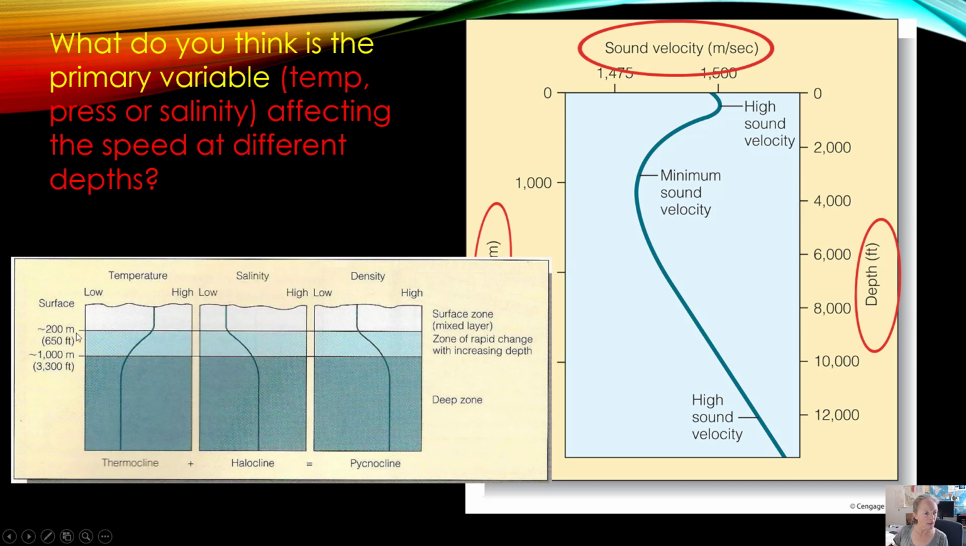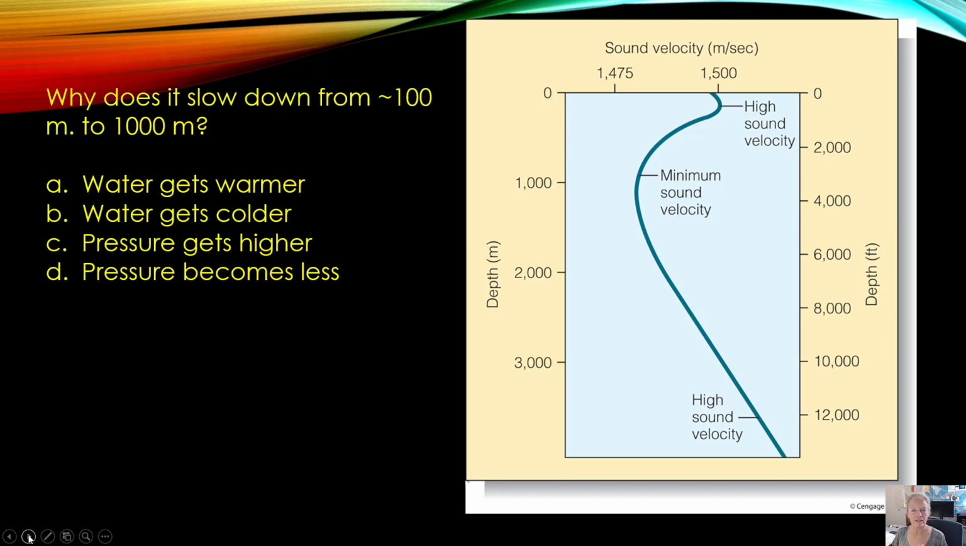Now, if you can't remember your different pycnoclines, we know the pycnocline is between, let's do it in meters because it's easier, 200 meters and 1,000 meters. So from about here to here is where the temperature is dropping, the salinity is going up, and the pressure is going up. So this drop is definitely from the temperature. But you should be able to take these diagrams and use them to help you understand these other ones. That's what this whole thing is about: getting all this knowledge as little working pieces that you can figure things out with, and not just memorize stuff.